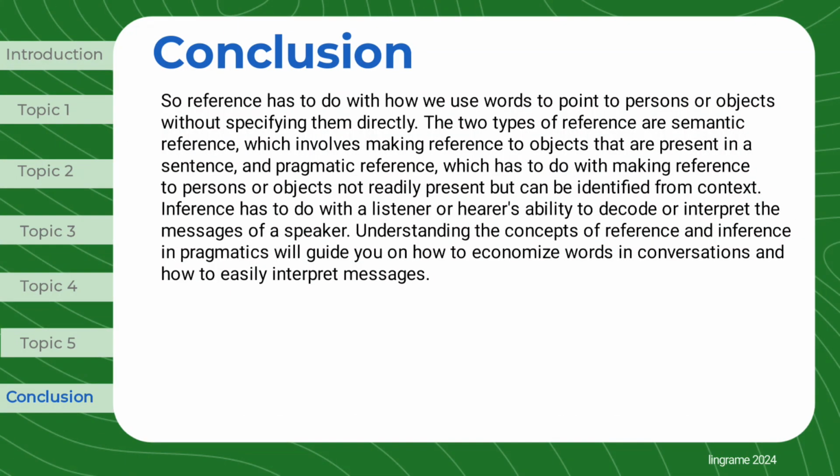So reference has to do with how we use words to point to persons or objects without specifying them directly. The two types of reference are semantic reference, which involves making reference to objects that are present in a sentence, and pragmatic reference, which has to do with making reference to persons or objects not readily present but can be identified from context. Inference has to do with a listener or hearer's ability to decode or interpret the messages of a speaker. Understanding the concepts of reference and inference in pragmatics will guide you on how to economize words in conversations and how to easily interpret messages.